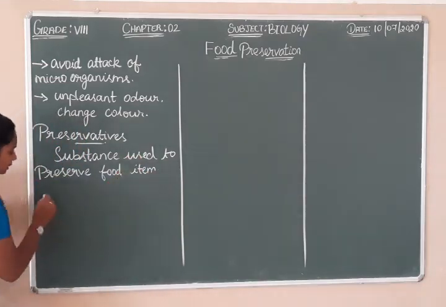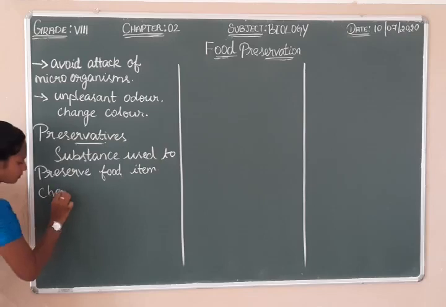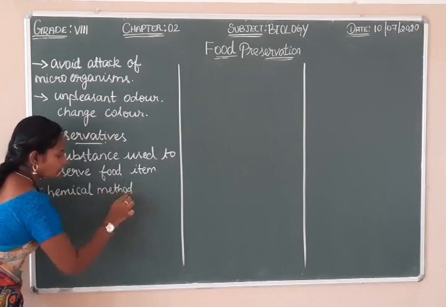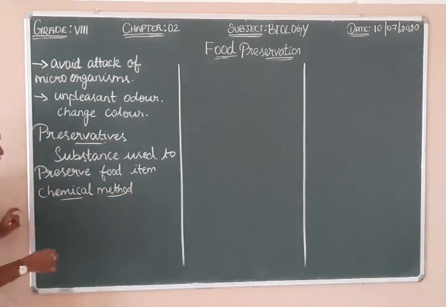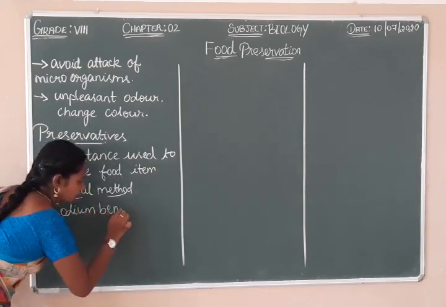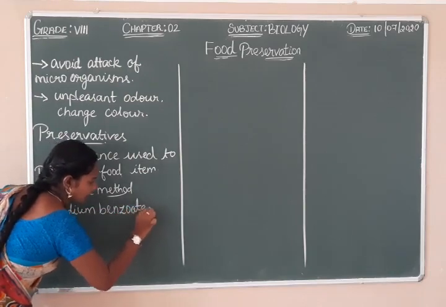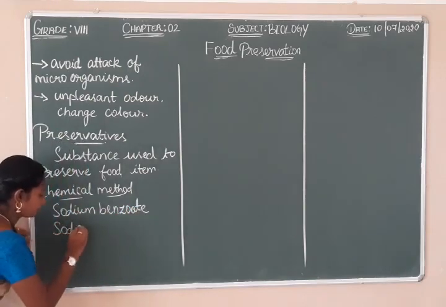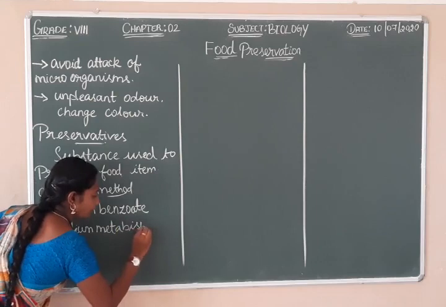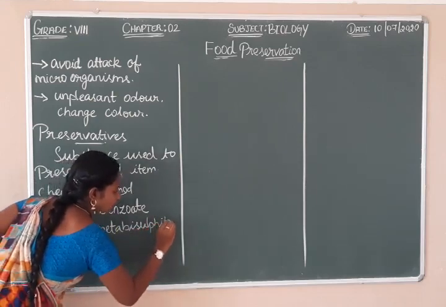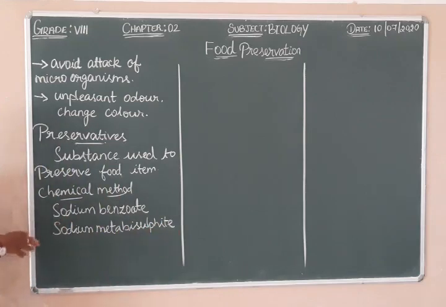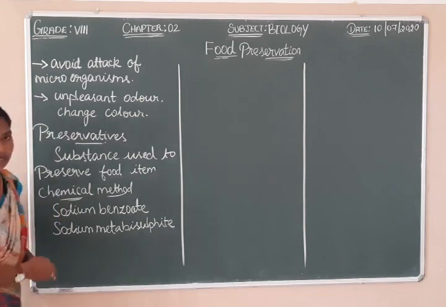First, by the chemical method, we use sodium benzoate and sodium metabisulfite. By using these two, we can preserve foods like jams and squashes, and this prevents the growth of microorganisms in those food items.